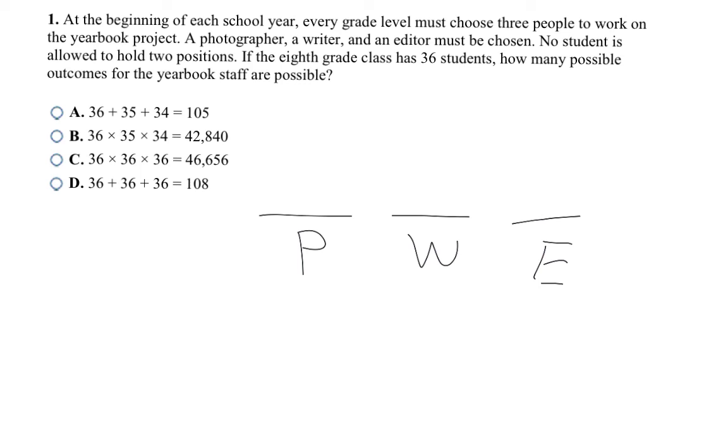So for the first position, there's 36 students to choose from. But since you can't have duplicate students serving for 2 positions, that means when I go to pick a writer, one of those students already has a position. So I'm left with only 35. And then when I go to pick an editor, since 2 of those students are already holding positions, I only have 34.